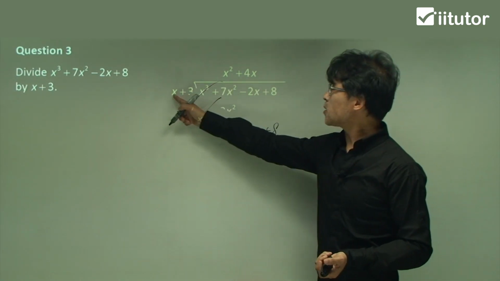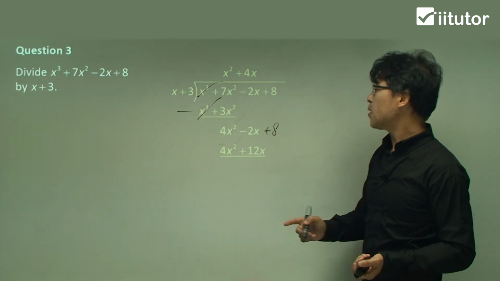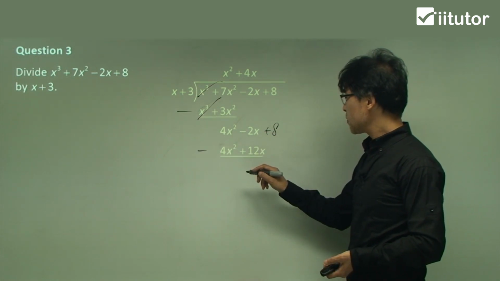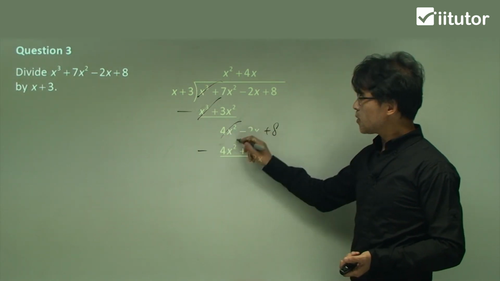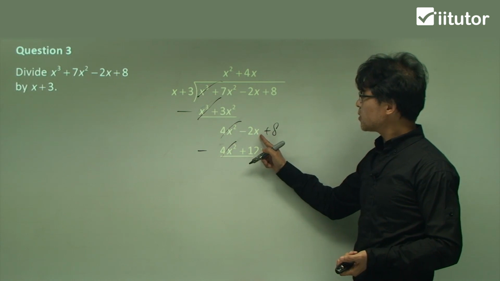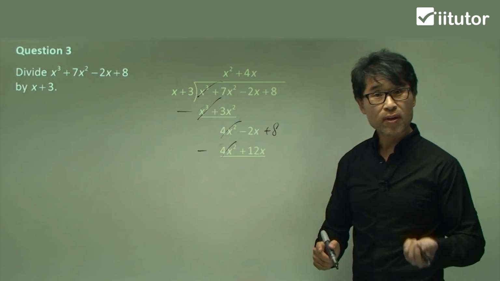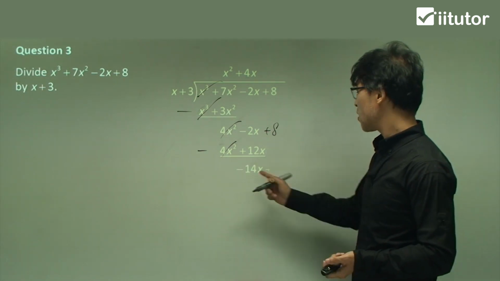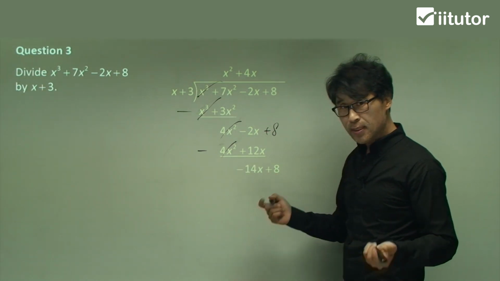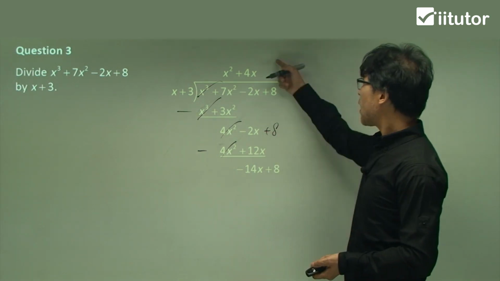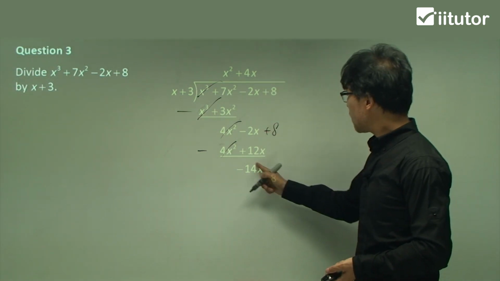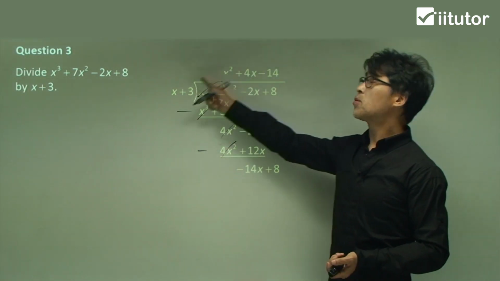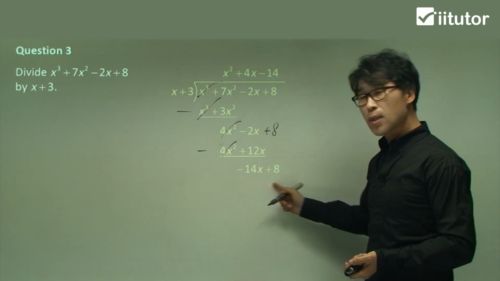So x plus 3 times 4x will come up 4x squared plus 12x. Okay, subtract them. Now they disappeared. So negative 2x minus positive 12x. So what is it? Negative 14x. Negative 14x plus 8. Easy. And then last term should be negative 14 because it's just 1. So multiply them and write down the result underneath here.